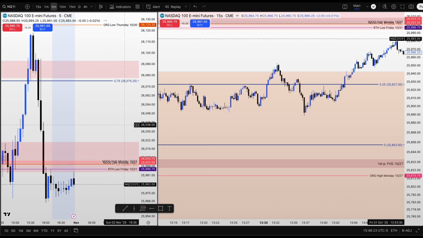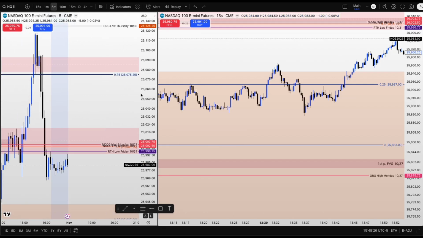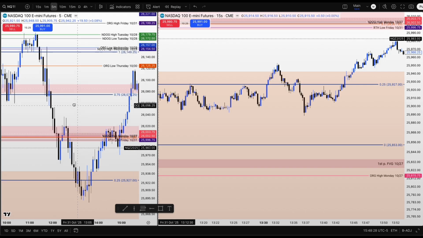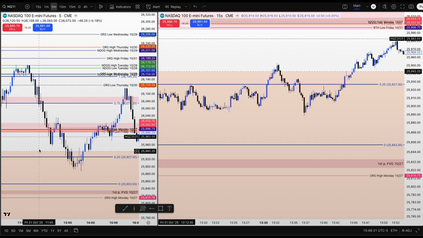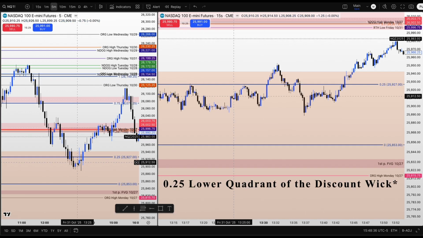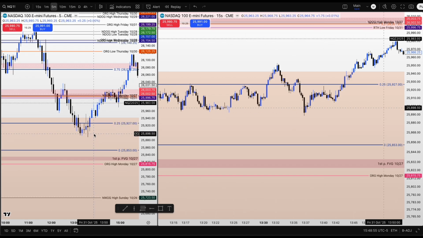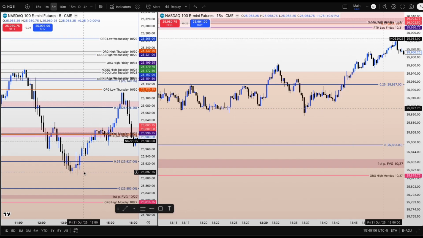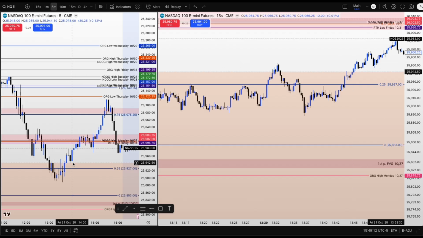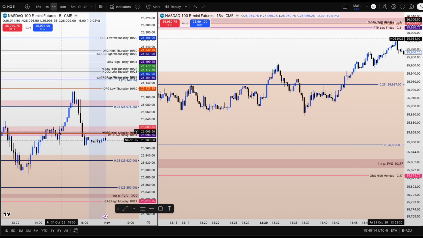And I'll go into the 5-minute chart and show you. Okay. So we go in and we go below the upper quadrant of the wick, the 25% level. We're well above the consequent encroachment here, closing above the consequent encroachment of the 25% level and the low, as you can see. So to me, that was bullish sentiment here, that we're going to go up and perhaps use the high of the fair value gap and target liquidity here.